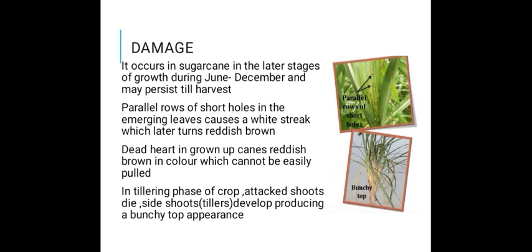Damage: it occurs in sugarcane in the later stages of growth during June to December and may persist till harvest. Parallel rows of short holes in the emerging leaves cause a white streak which later turns reddish brown. Dead heart in grown-up canes is reddish brown in color and cannot be easily pulled. In the tillering phase of the crop, attacked shoots die, and side shoots develop, producing a bunchy top appearance.